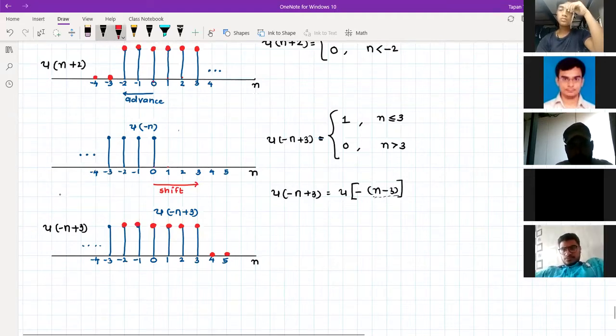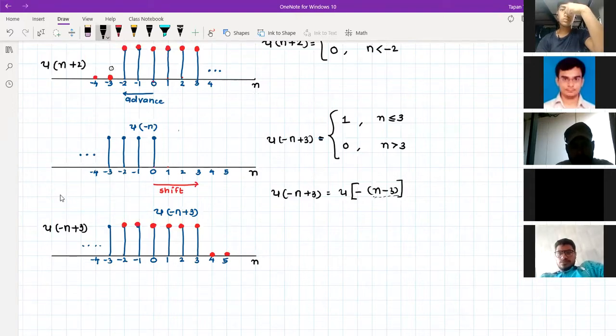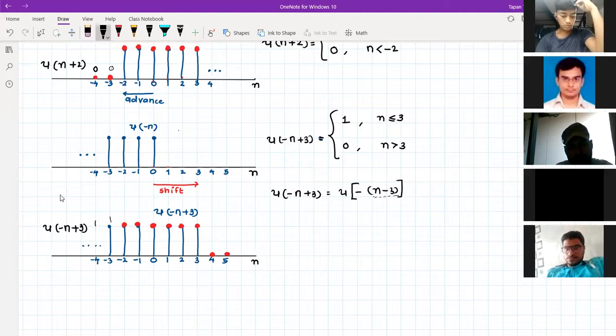The 0 here is multiplied with 1. What will be the answer? Zero. Yes. And 0 at minus 4 here is multiplied with 1. So then again the answer is 0.